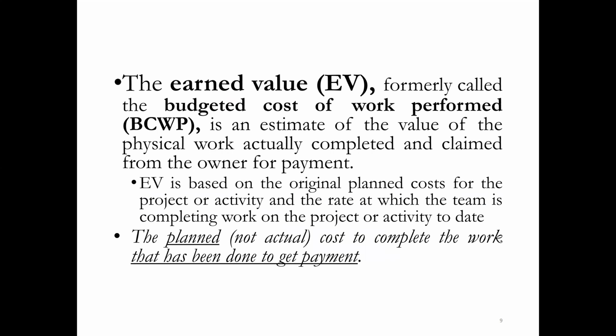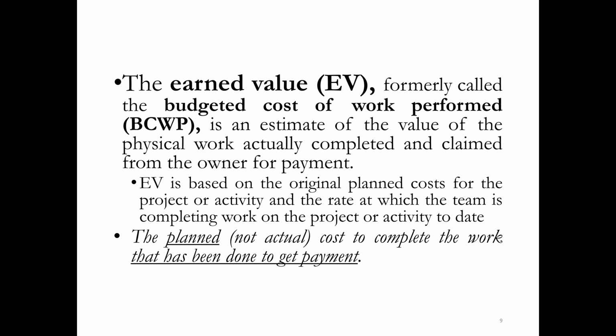Earned value, EV, formerly called the budgeted cost of work performed, is an estimate of the value of the physical work actually completed and claimed for from the owner for payment. The EV is based on the original planned cost for the project or activity and the rate at which the team is completing the work on the project or activity to date. It is the planned, not the actual, cost to complete the work that has been done to get payment.